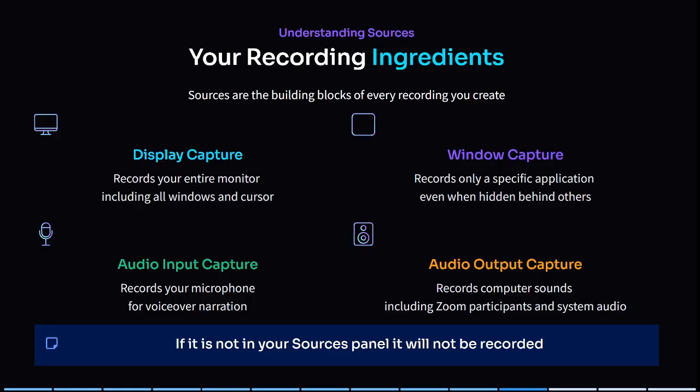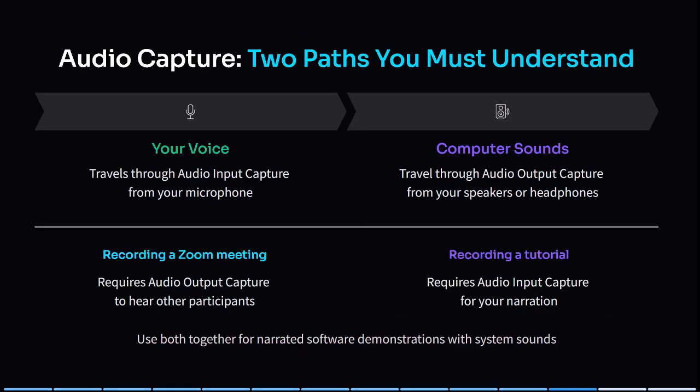So sources are your recording ingredients. Audio capture in OBS follows 2 distinct paths, and understanding this will save you from the most common recording mistakes. Path 1 is your voice. Your microphone connects to audio input capture, and this records everything you say. Path 2 is computer sounds. Your speakers or headphones connect to audio output capture, and this records everything your computer plays.